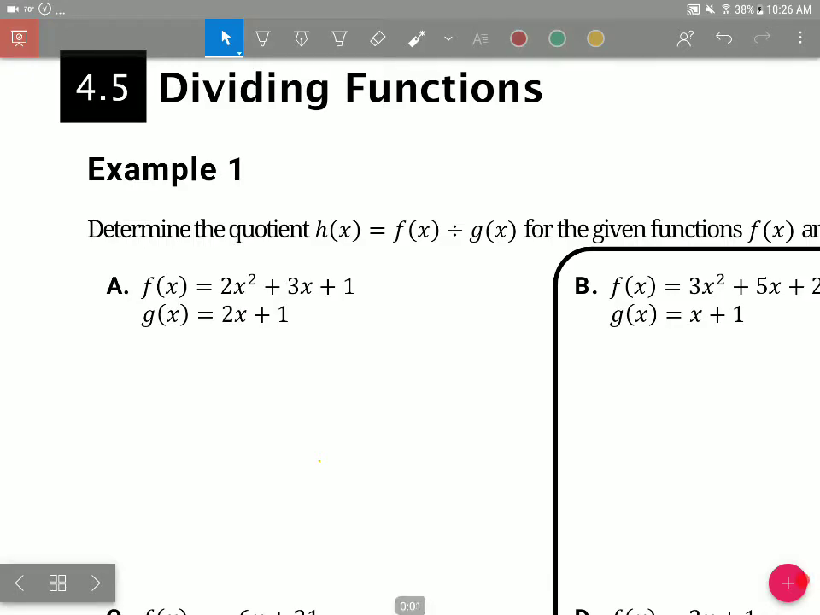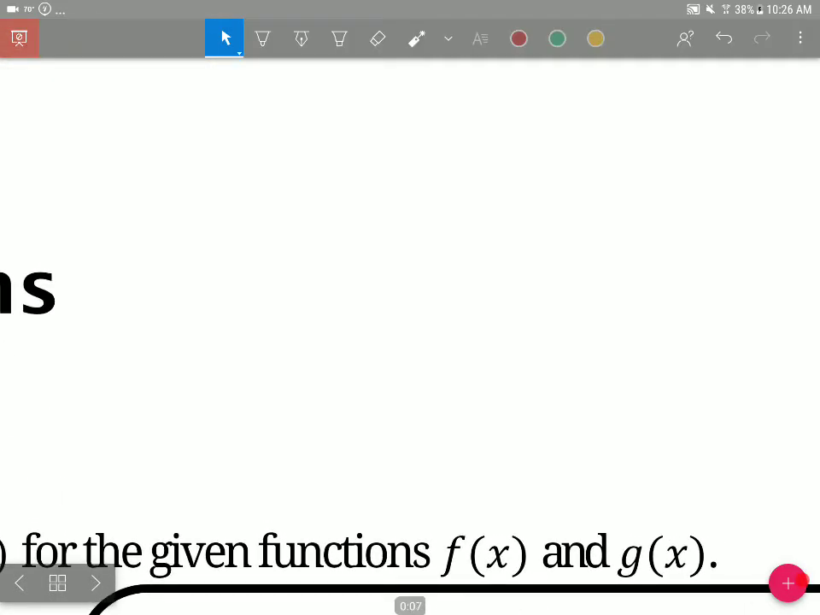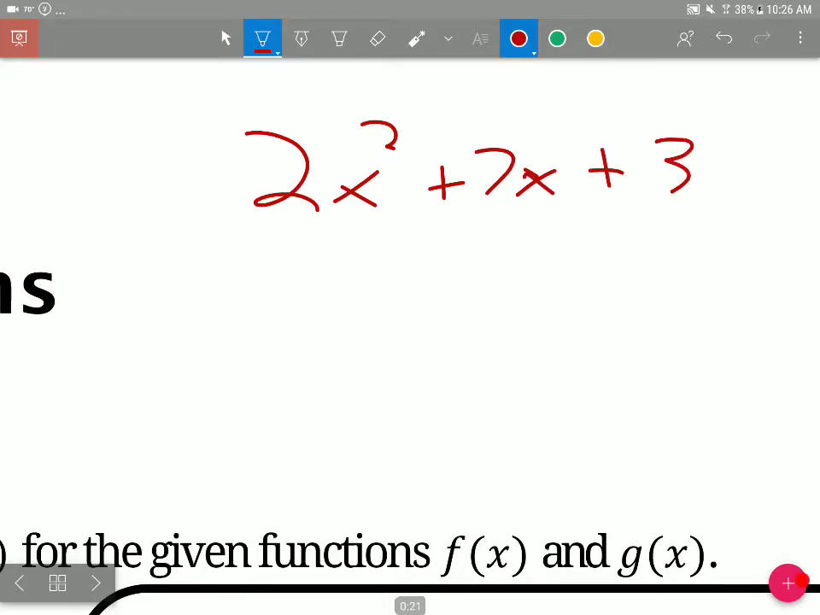Okay. So last week we talked about factoring. The idea is, if we had something like, let's say we had this right here, 2x squared plus 7x plus 3, and that's an x and a y. All right. And we would factor that.